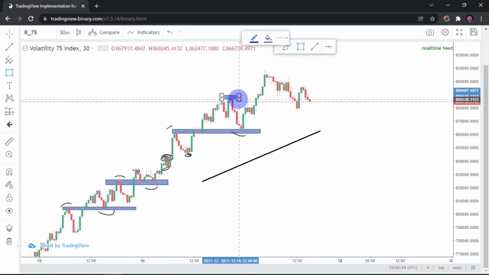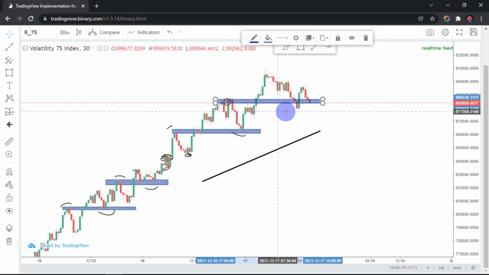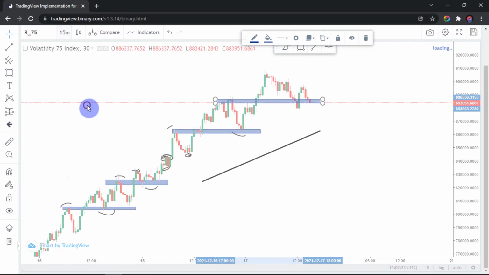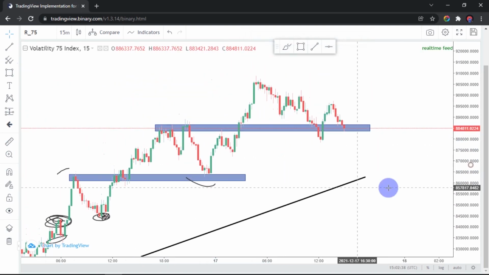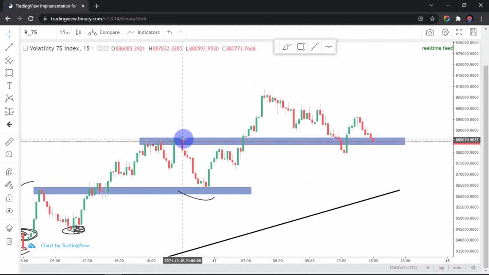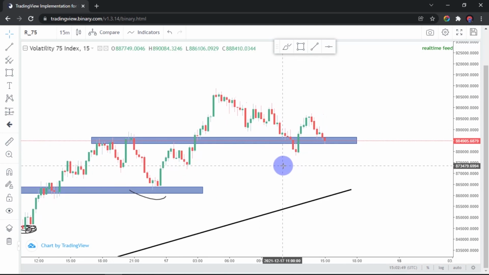So here is our resistance there. If I extend it here, you can see what is happening. Let me just go to the 15 minutes so that you can see it clearly. Here we are on the 15 minutes. We can see how clear the market is, how clear the patterns are, and the waves as well. So here we can see that this area of resistance, in this current state, we are expecting it to behave as an area of support.